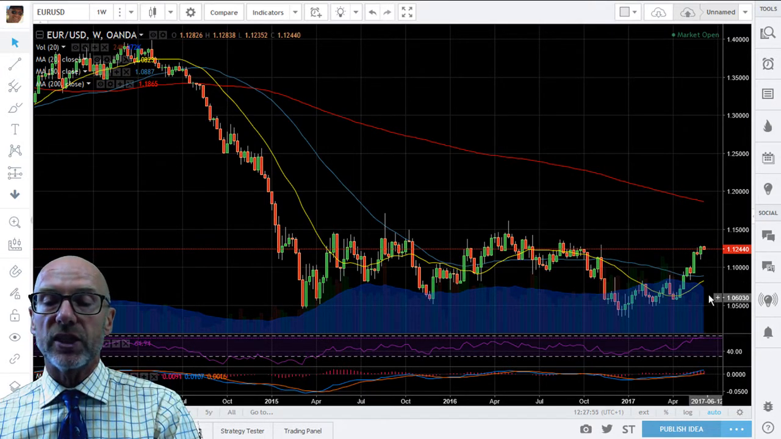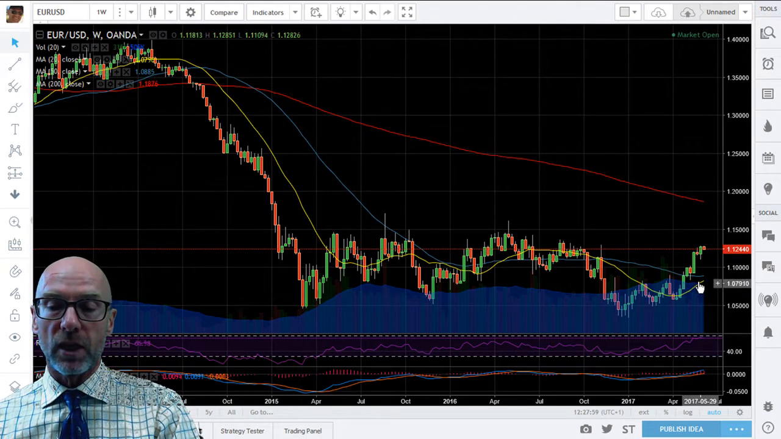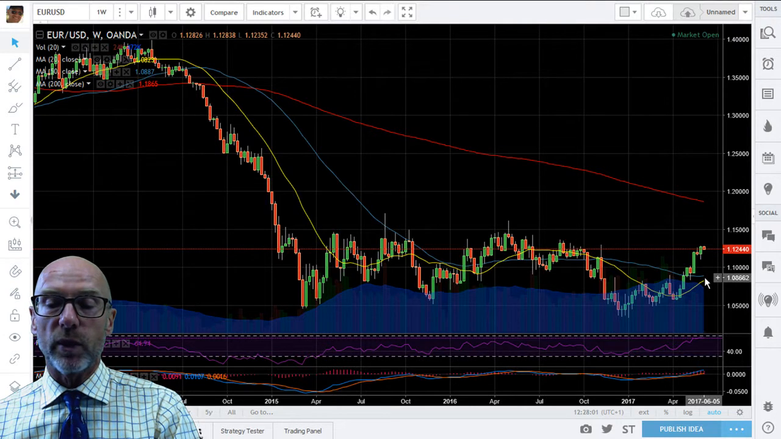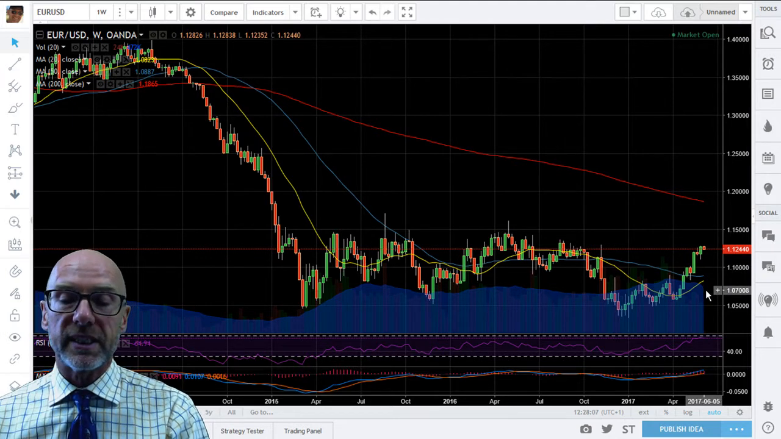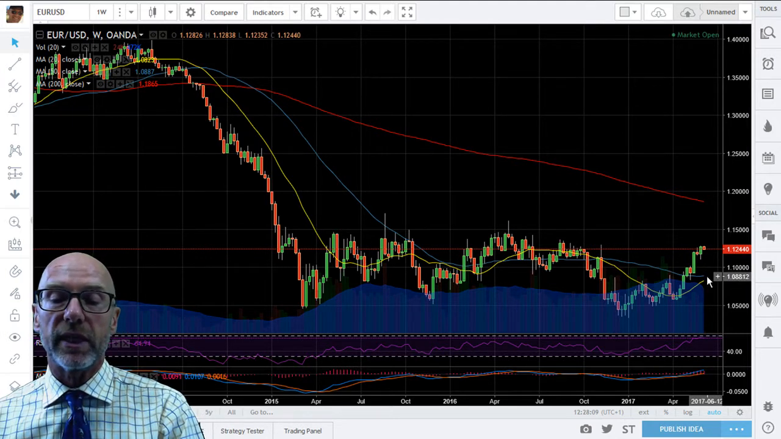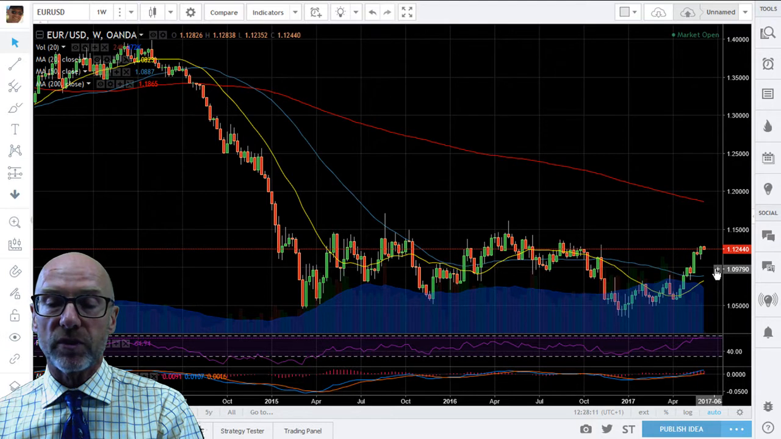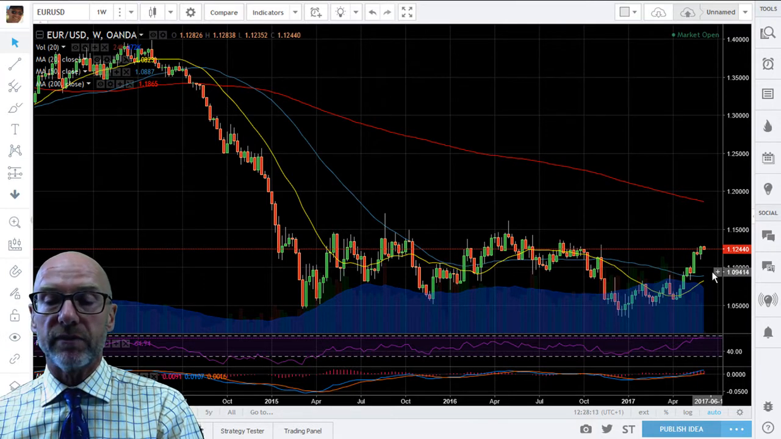The 20 and the 50 week moving averages are moving up. The blue line here, the 50 week, has just started to edge up. Now in the next couple of weeks we will get the 20 week crossing the 50 week in a bullish formation. That should give support to the market, but let's see where the market is when that happens. It looks like it's going to happen.